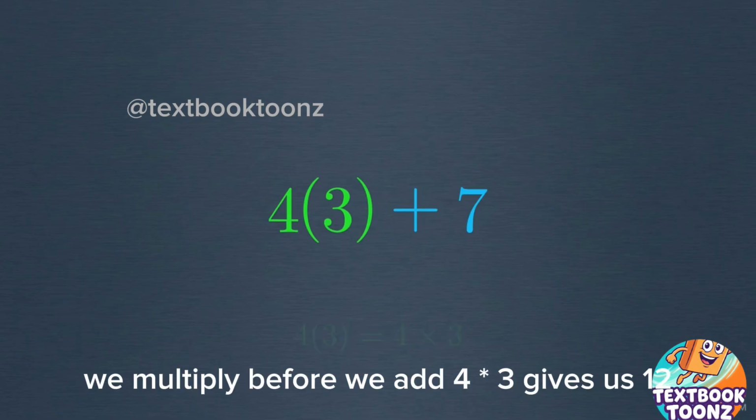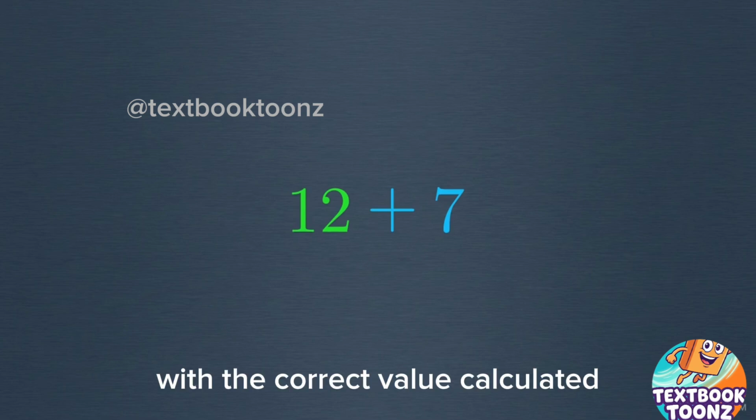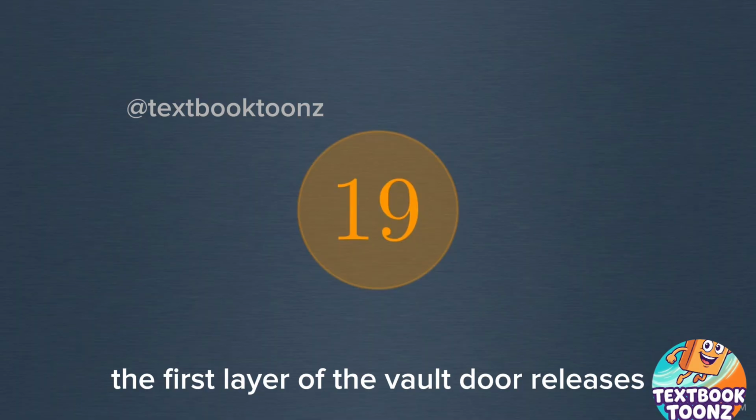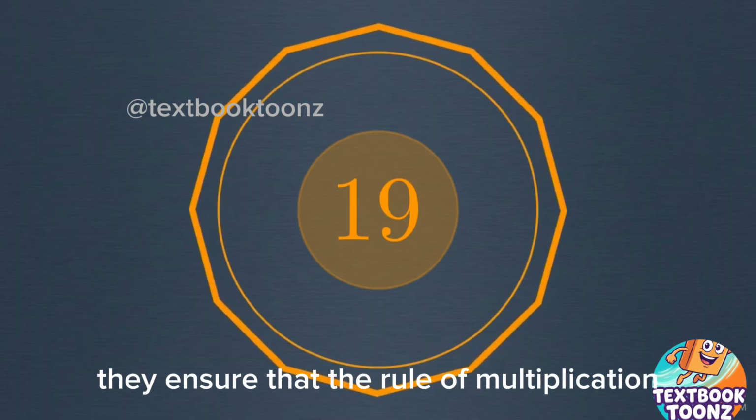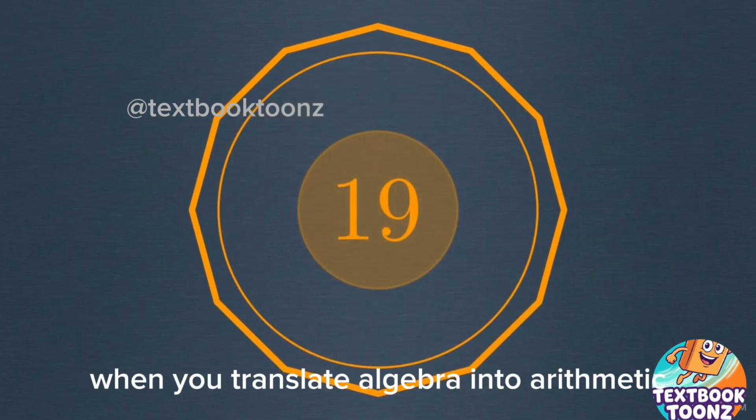We multiply before we add. 4 times 3 gives us 12. Finally, we add the 7. Our result is 19. With the correct value calculated, the first layer of the vault door releases. Brackets are the primary tool for variables. They ensure that the rule of multiplication is perfectly preserved when you translate algebra into arithmetic.